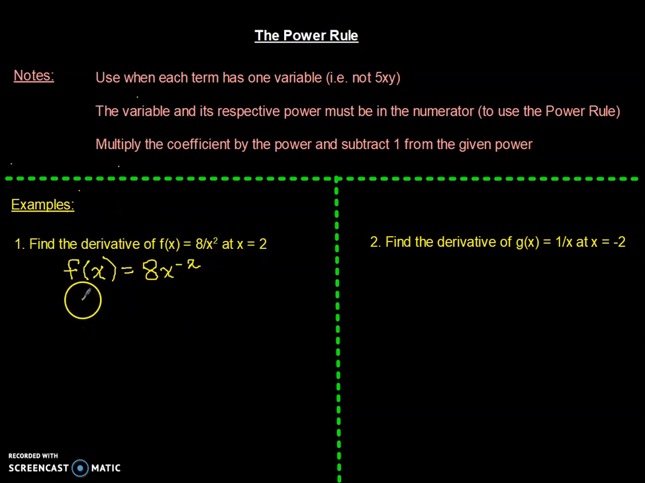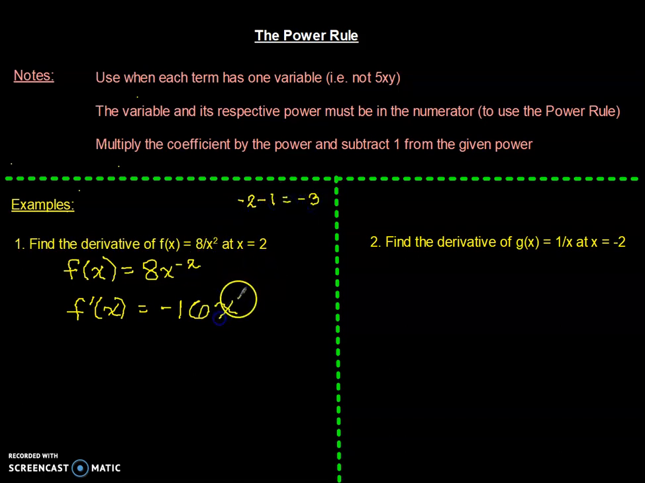So in order to apply the power rule and find the derivative, this notates the derivative, we're going to multiply the power times the coefficient. So multiply the coefficient by the power. 8 times negative 2 would give me negative 16. And then subtract 1 from the given power. So we're going to subtract 1 from negative 2. So negative 2 minus 1 would give me negative 3. So that is going to be my new power.